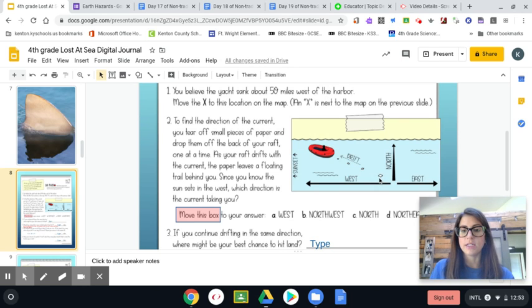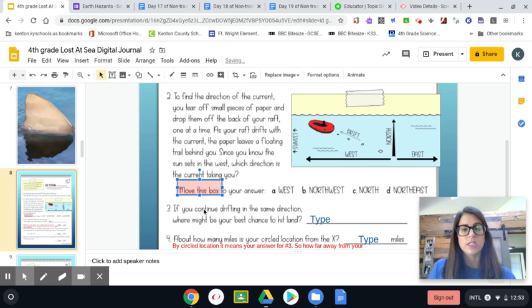So look at your paper particles that you've dropped off, where your boat is floating, the drift that you're going with, and then you're going to have to move this box to be over where you believe you are floating or in what direction you're floating. Then it says if you continue drifting in the same direction, where might be your best chance to hit land?